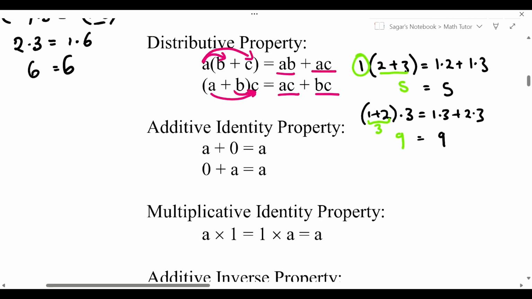Let us move on to the additive identity property. Any number added by 0 is unchanged. For example, let us take 100. Plus 0 is simply 100. Take 1 million. Plus 0, it's simply 1 million.